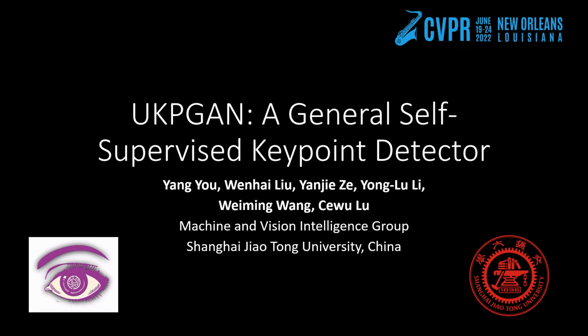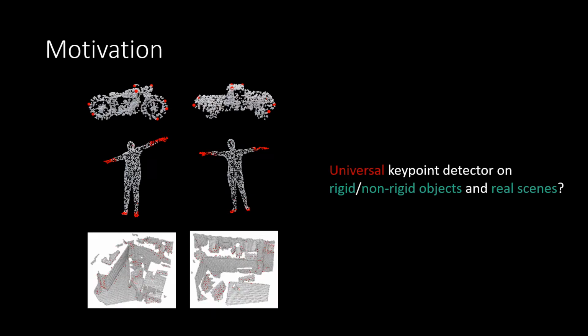My name's Yang Yo, and this talk will give you a brief introduction of our paper, UKPGAN, a general self-supervised keypoint detector. Keypoint has its great importance in computer vision, serving as a proxy for object matching, tracking, and retrieval. However, detecting 3D keypoints is still a challenging problem because of two fundamental difficulties.